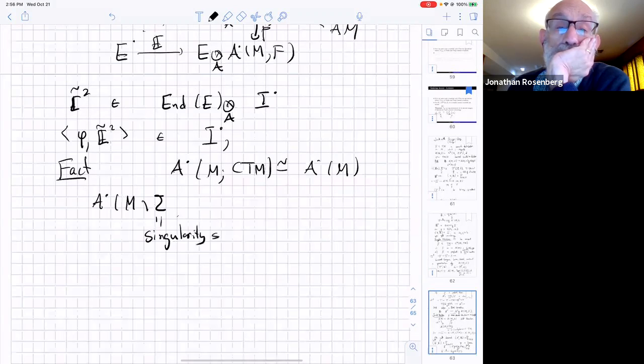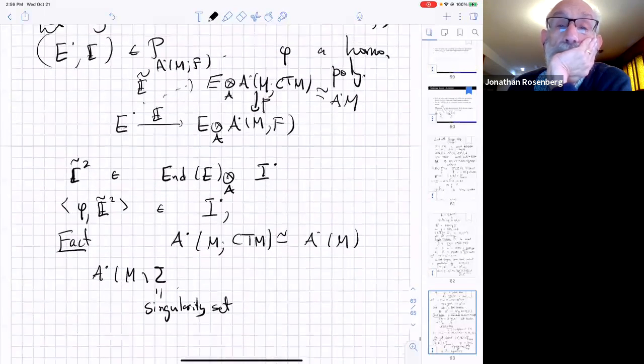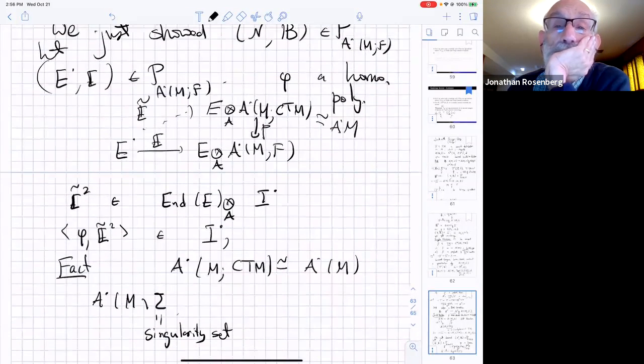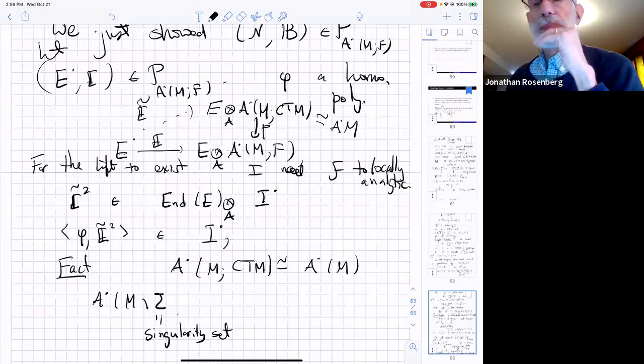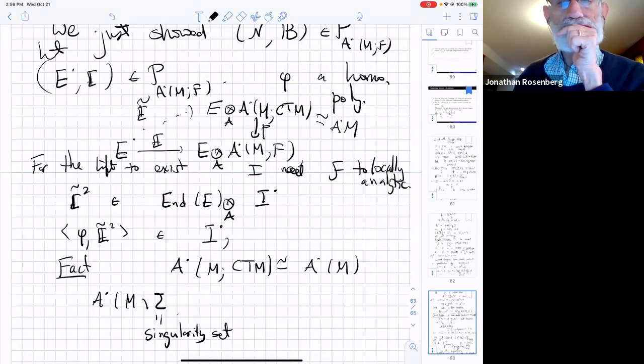Oh, I should say something about this. This lift, at least I can't show this lift exists in full generality. For this lift to exist, I need the foliation F to be locally analytic. Okay, meaning, so this condition just implies some amount of tameness for the foliation.